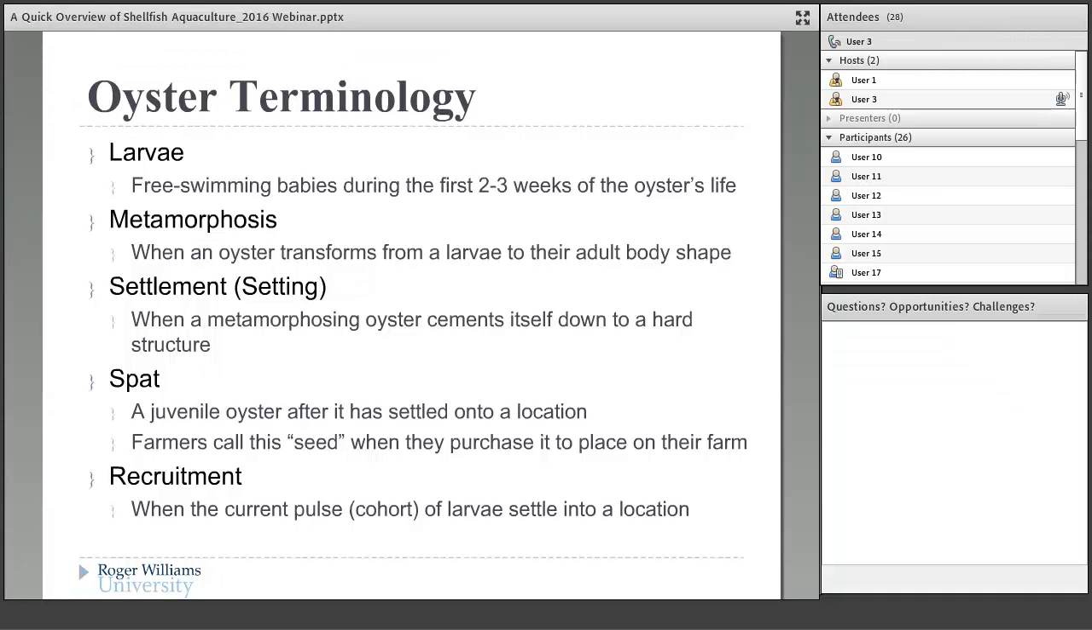And then at that point, they become an oyster spat, which is a juvenile oyster after it has cemented itself into a location. The aquaculturists refer to this stage as seed, and this is what they're purchasing from commercial hatcheries to put on their farms. In the wild, when we have a reproductive event, which we refer to as a cohort, settle on location and actually survive into a juvenile stage, then we refer to that as them recruiting into the population.